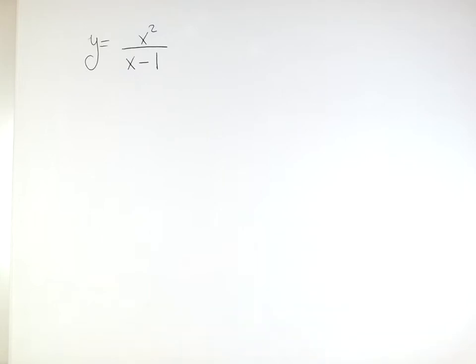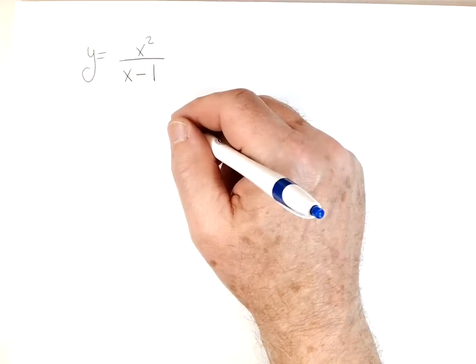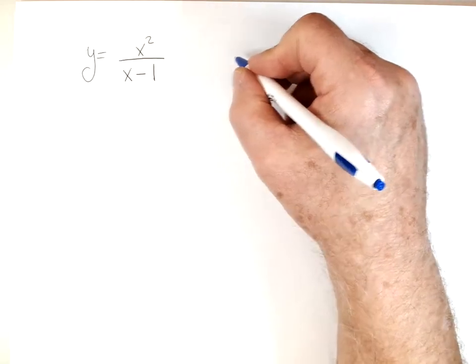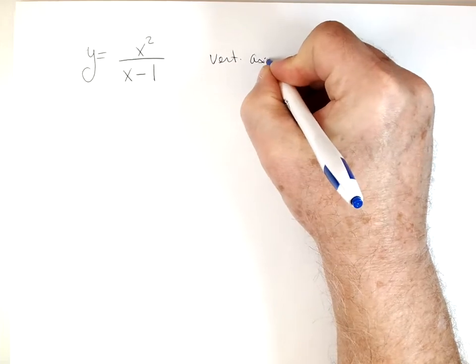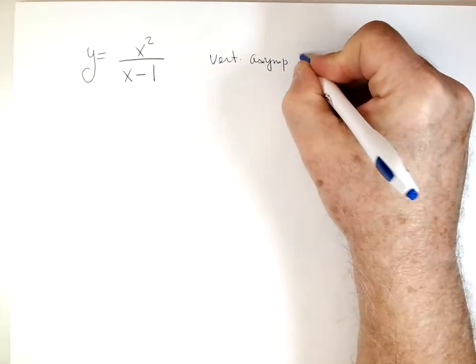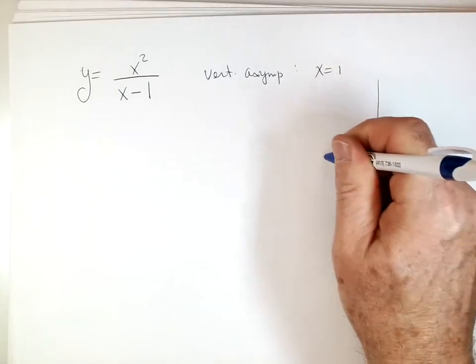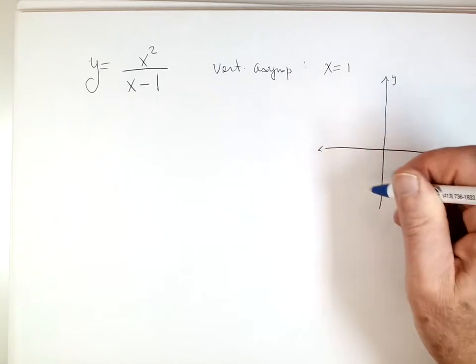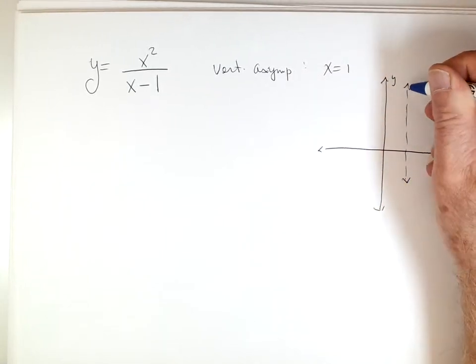Here, let me do it out. Let's do this one out. I mean, this one's nasty. All right, first of all, vertical asymptote, yeah, we have a vertical asymptote at x equals 1. That's pretty straightforward. Okay, we got a vertical asymptote.